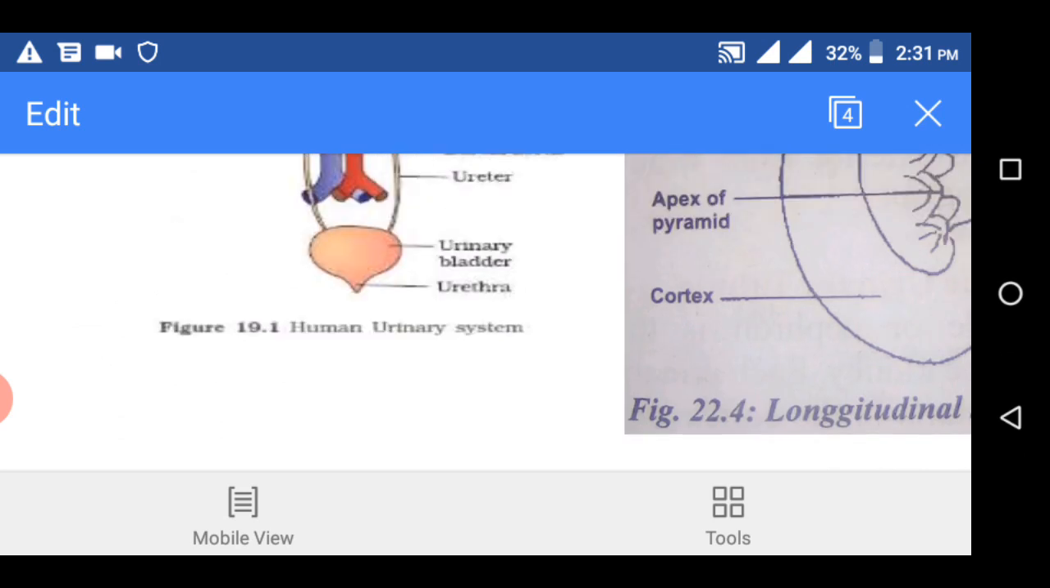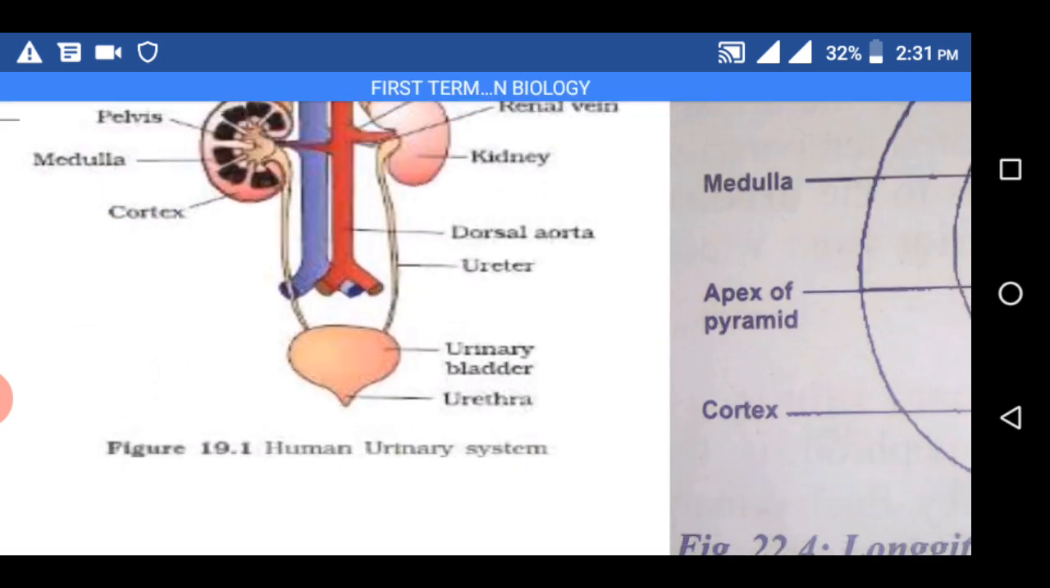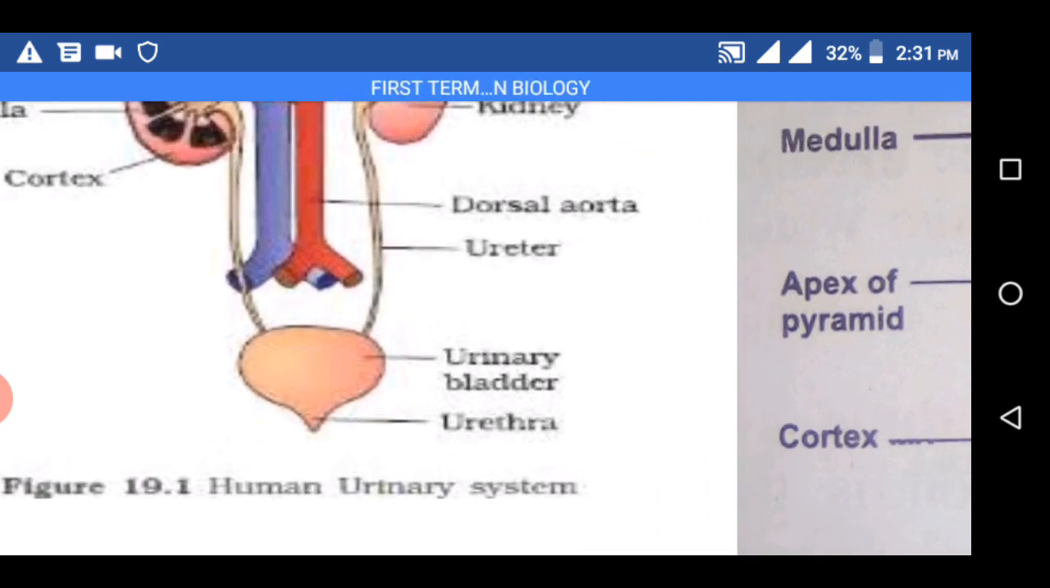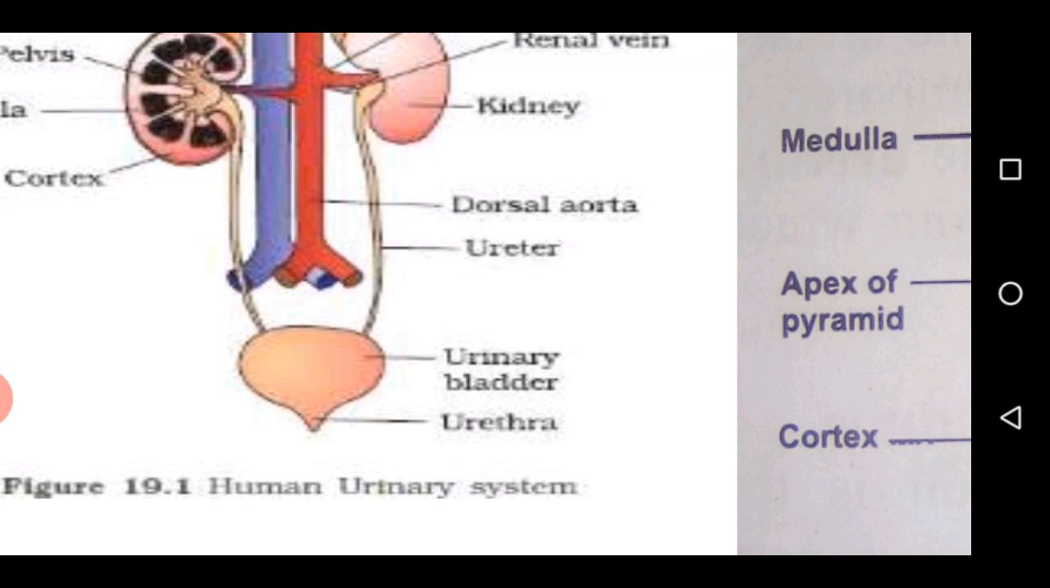Hope you can see urethra here. That is the opening of the bladder. When it opens, the urine comes out. So the urine passes through the urethra out of the body.